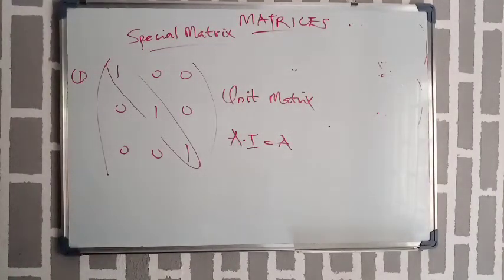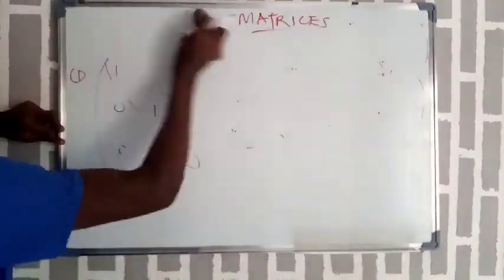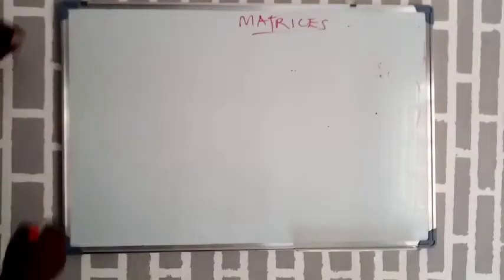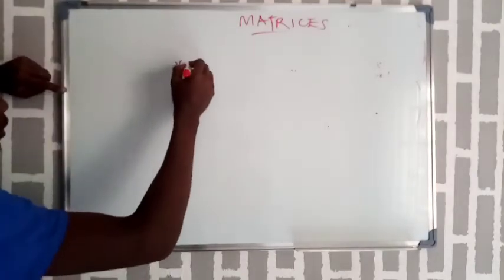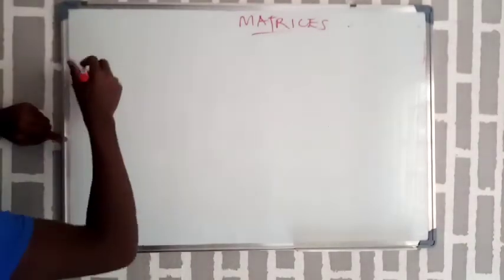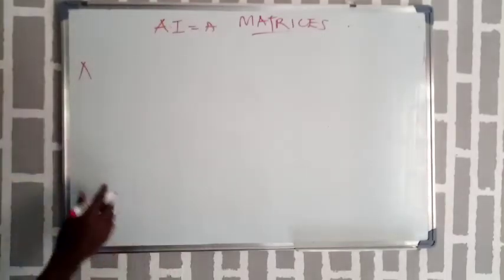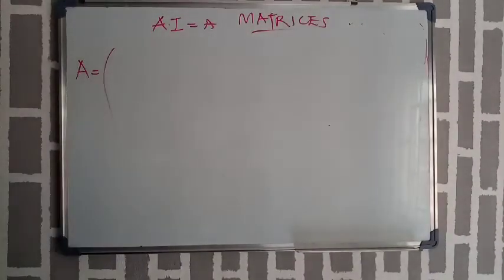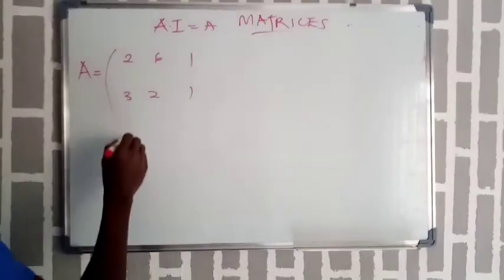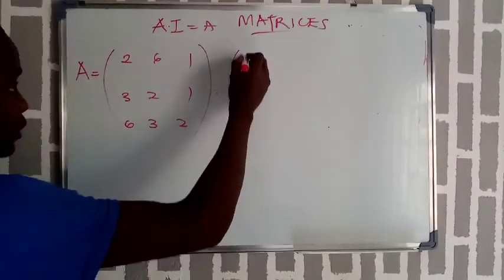We are going to check if that law is correct. So let's try something. I'm going to take a 3 by 3 matrix and multiply it with a unit matrix and see if it's going to give us that 3 by 3 matrix. So now let's take a 3 by 3 matrix: 2, 6, 1, 3, 2, 1, 6, 3, 2, multiplying a unit matrix.